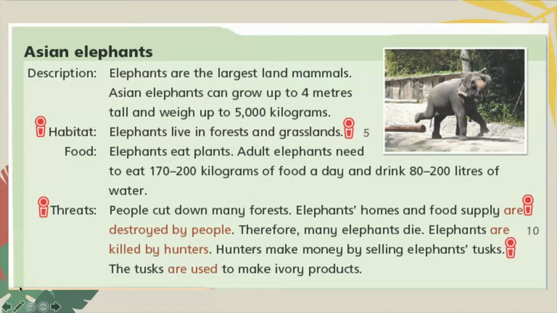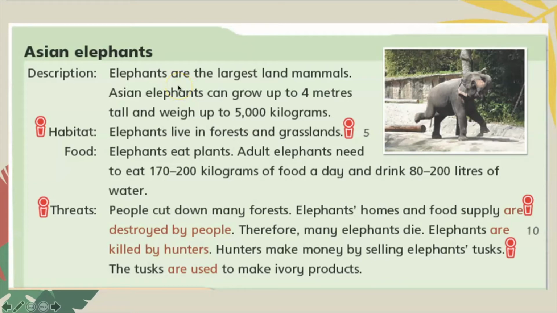Threats. People cut down many forests. Elephants' homes and food supply are destroyed by people. Therefore, many elephants die. Elephants are killed by hunters. Hunters make money by selling elephants' tusks. The tusks are used to make ivory products.